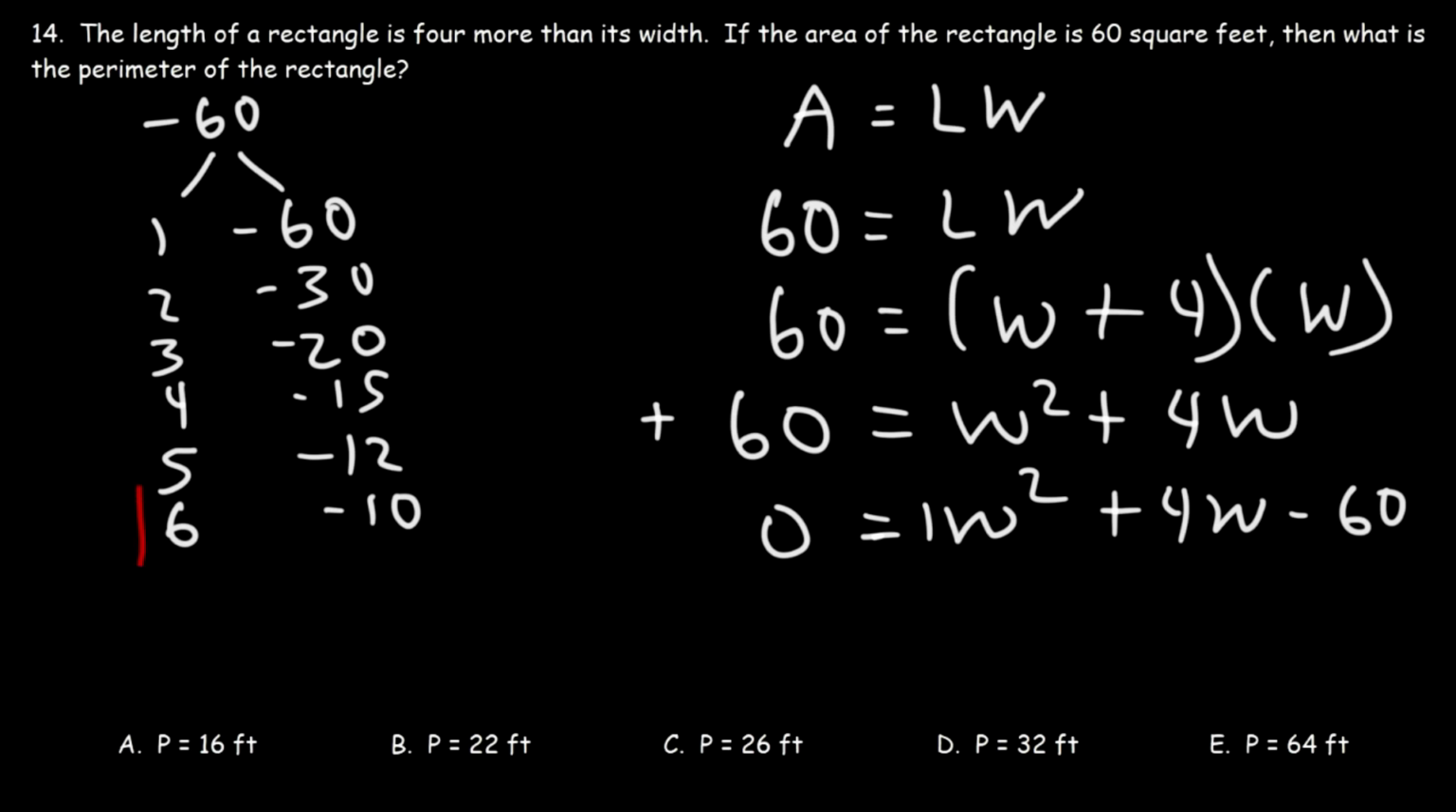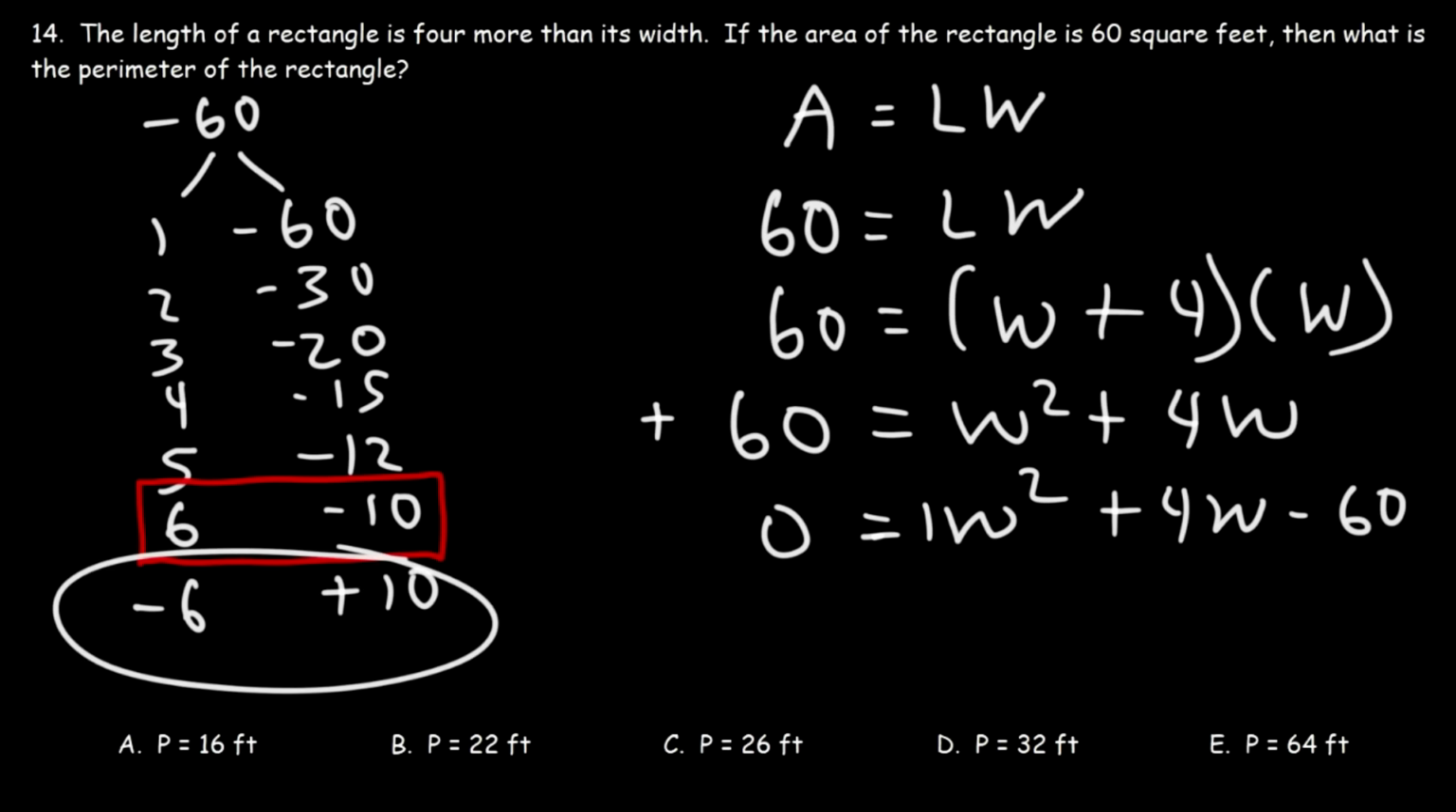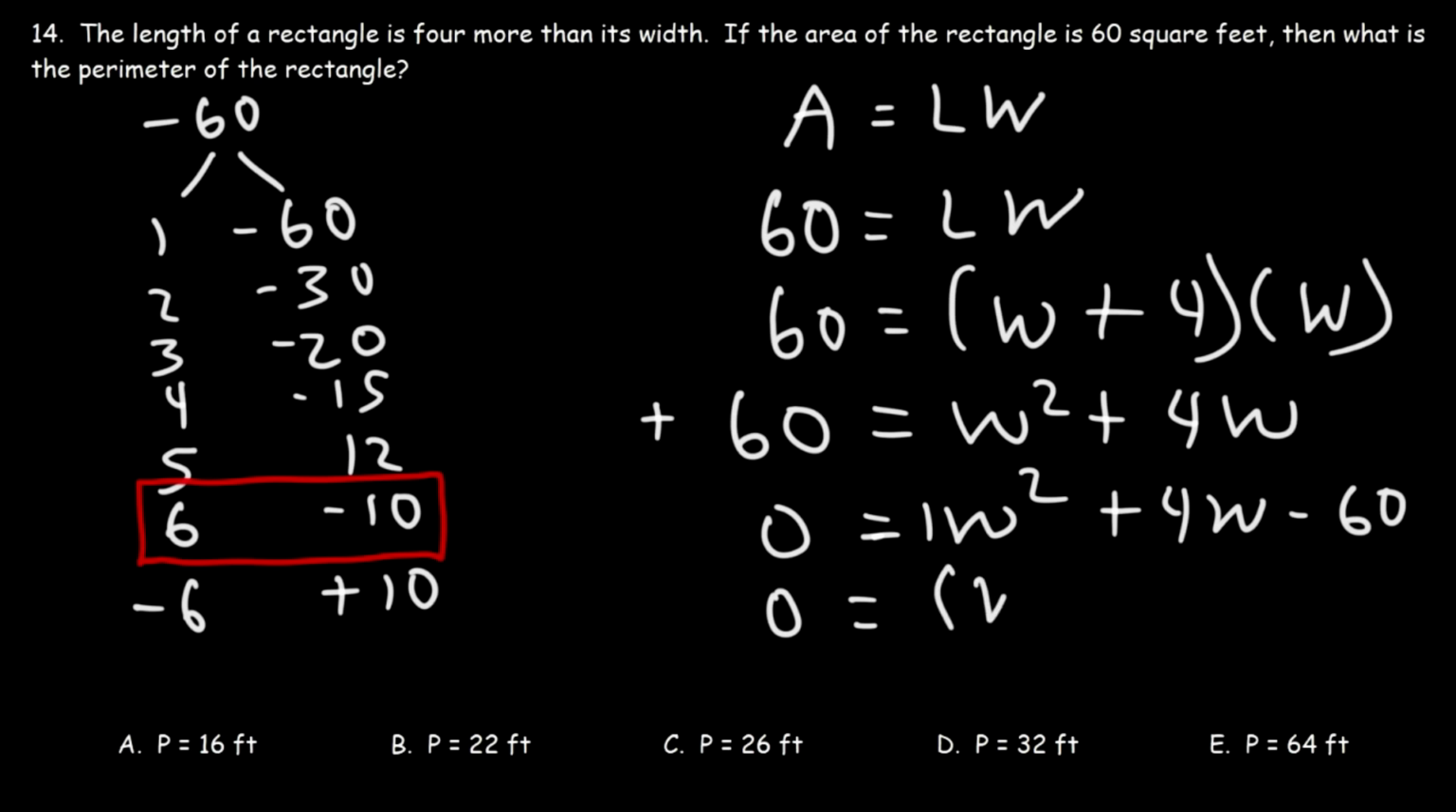Now notice that these two, they add up to negative 4, but not positive 4. So what we could do is switch the signs. Instead of using positive 6 and negative 10, let's use negative 6 and positive 10. These two, they still multiply to negative 60, but now they add up to 4. So we can factor it by writing W minus 6 and W plus 10.